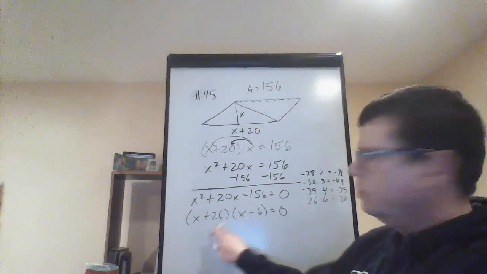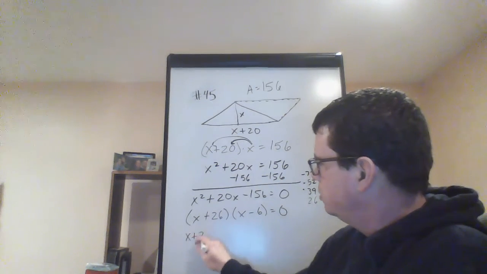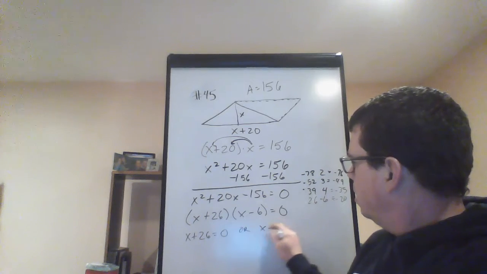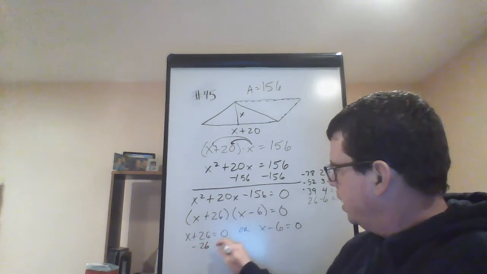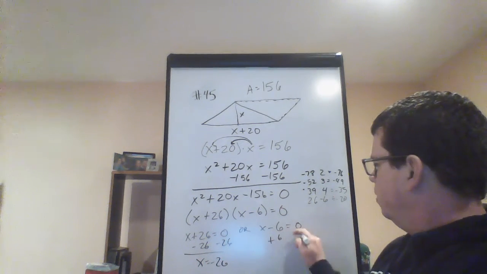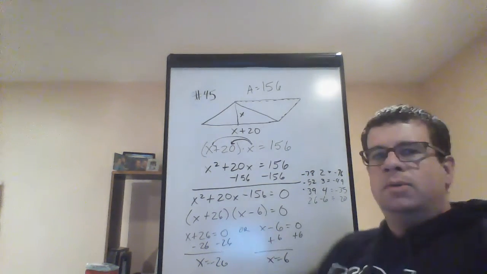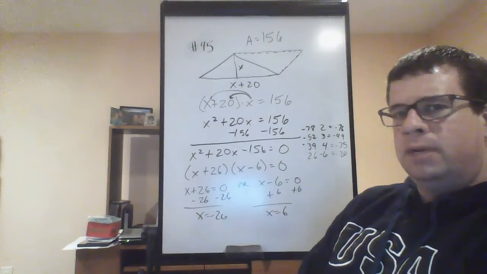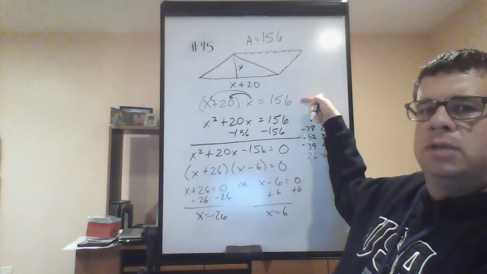But now that we've got it factored, I've got two things basically multiplying together to get 0. My zero product property says that one of those two things has to be 0. So either x plus 26 has to be 0, or x minus 6 has to be 0. Solving this one, I get x equals negative 26, and solving this one, I get x equals 6. Just like we saw in the last problem, if you looked at 43, and if you didn't, let me explain: negative 26 is a solution to this equation. It makes the equation true.